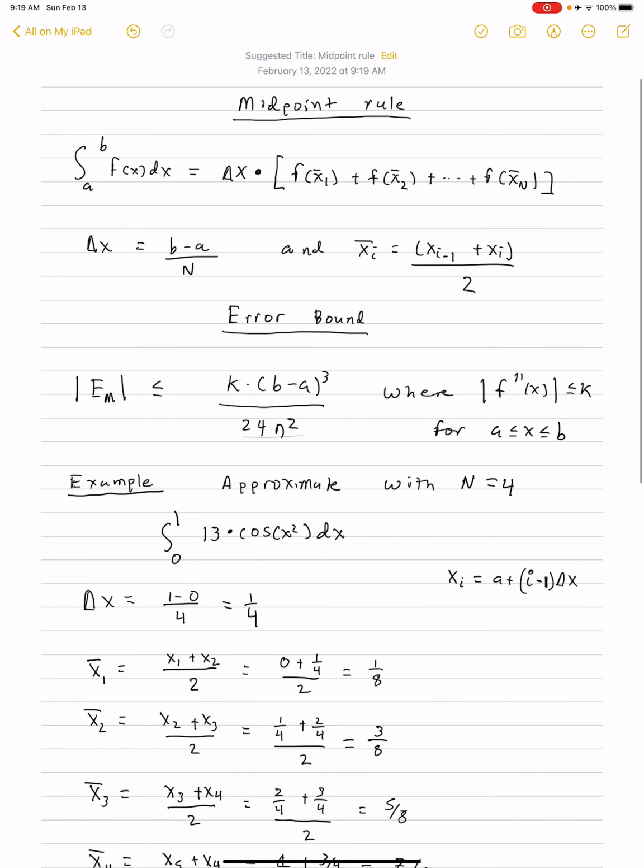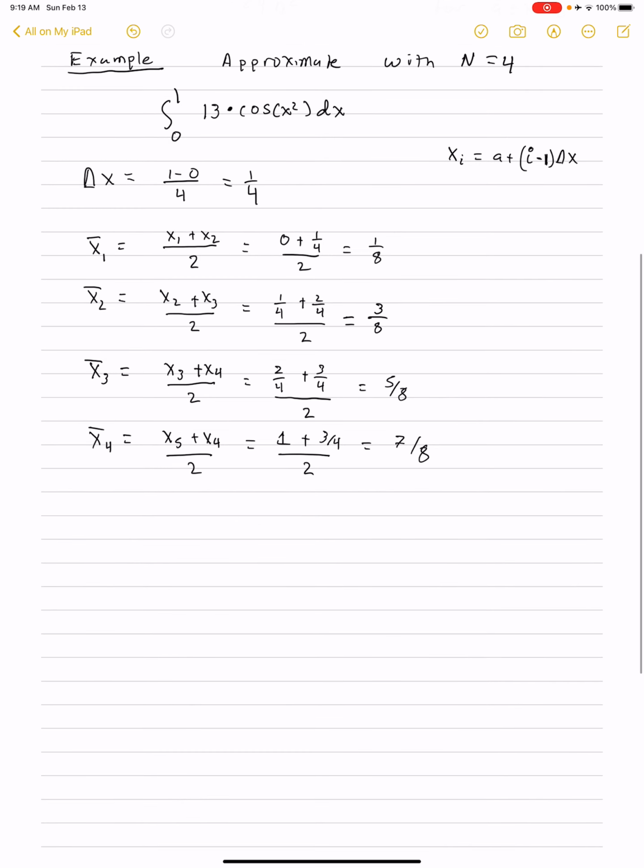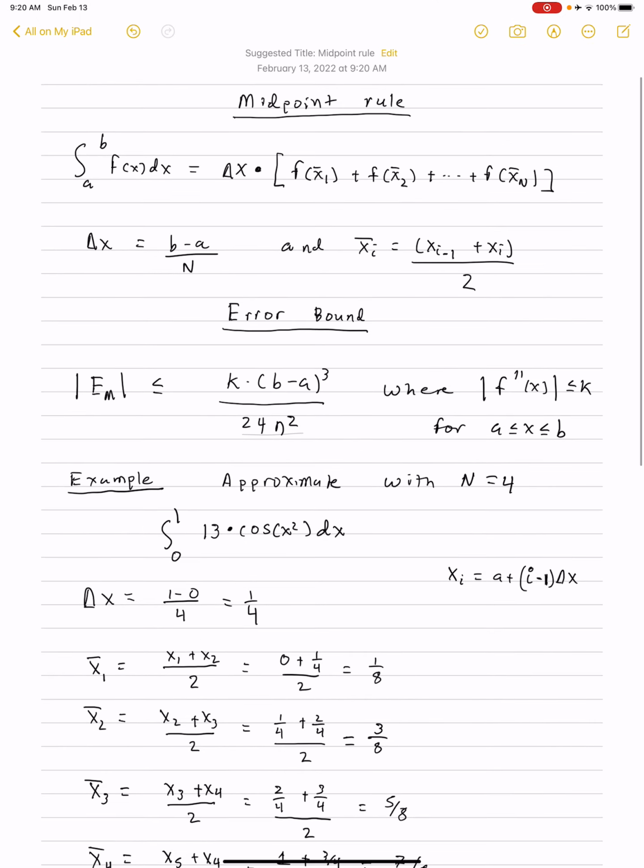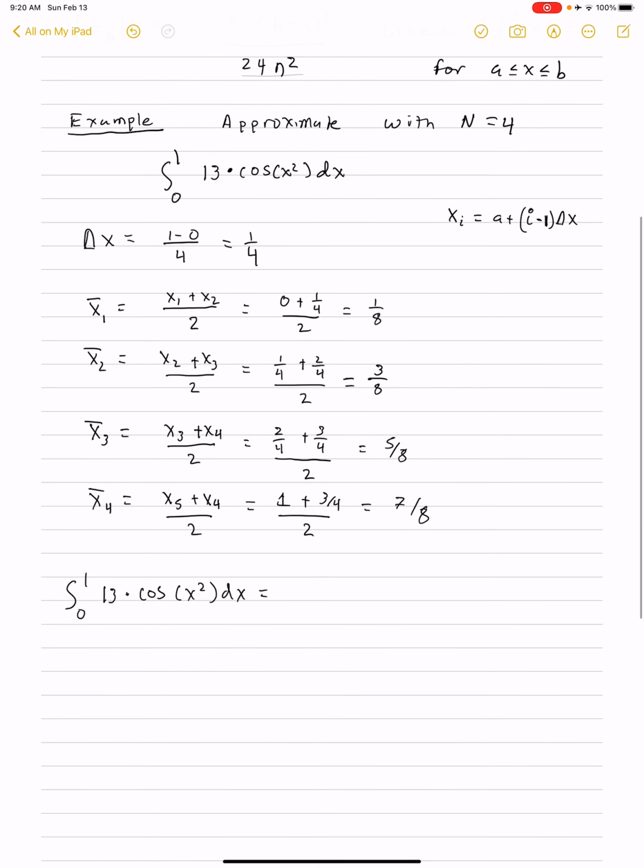We're now ready to apply this formula for the midpoint rule. And this just says 13 times this integral of cosine of x squared dx. Well, we write down the midpoint rule, which is above. That's delta x, so 1/4 times f of x1 bar plus f of x2 bar plus f of x3 bar plus f of x4 bar.